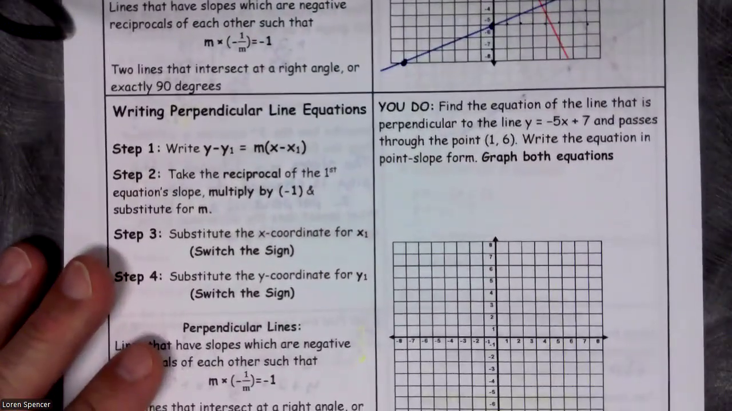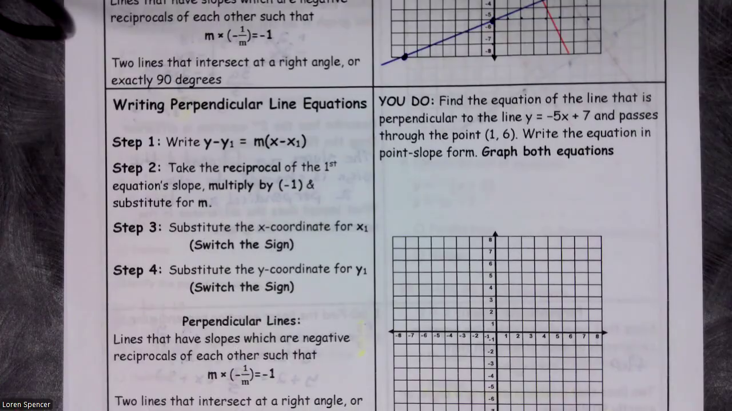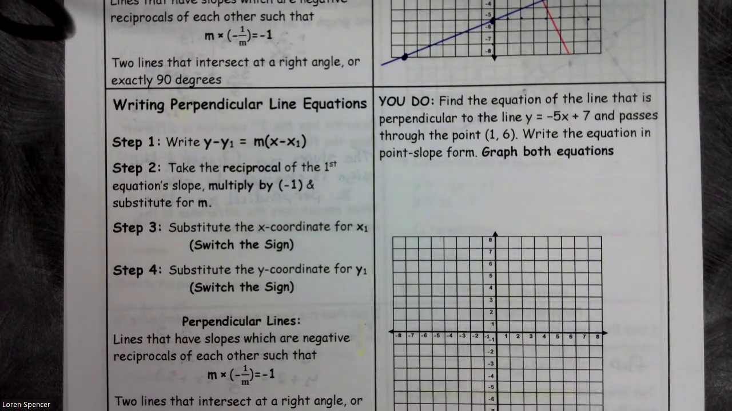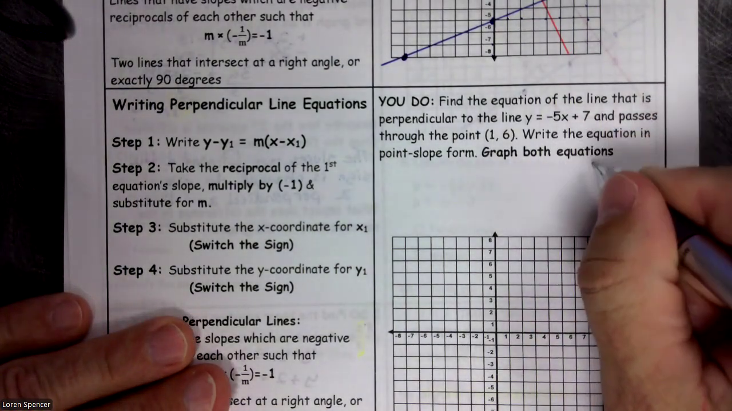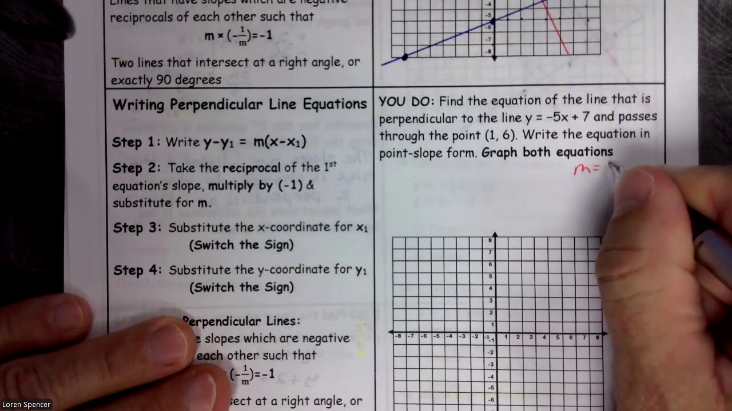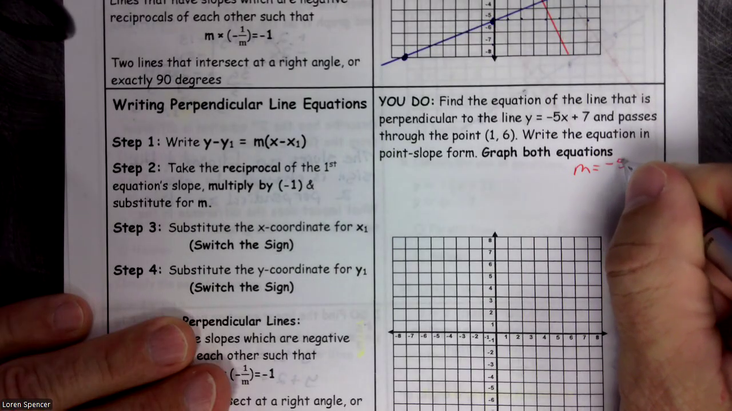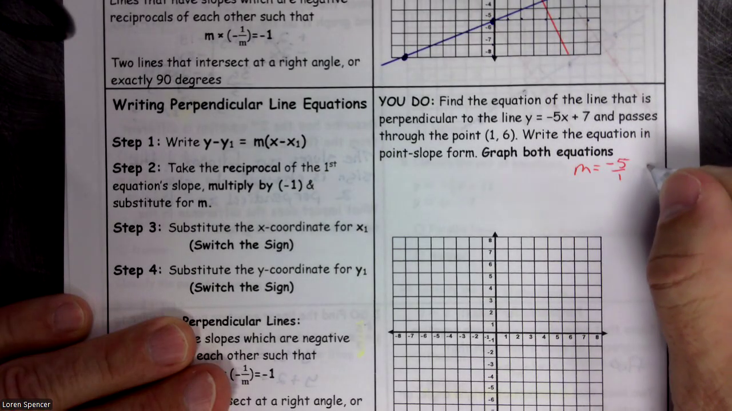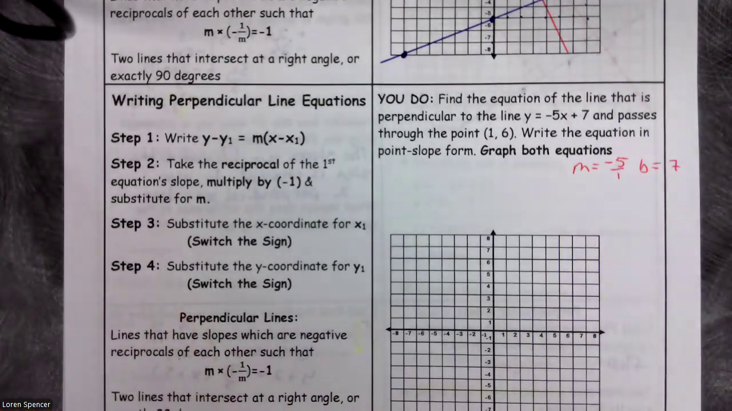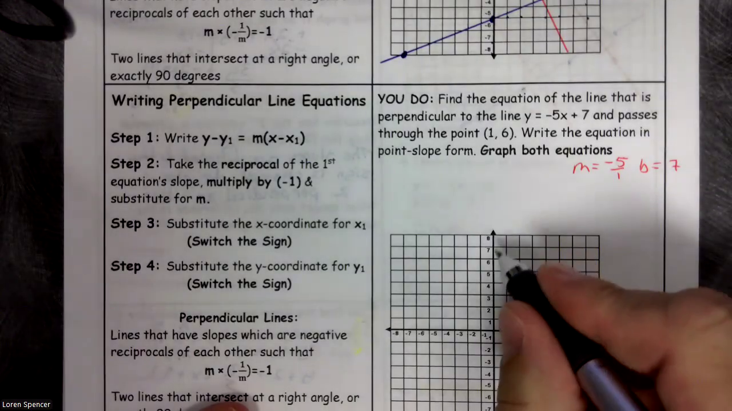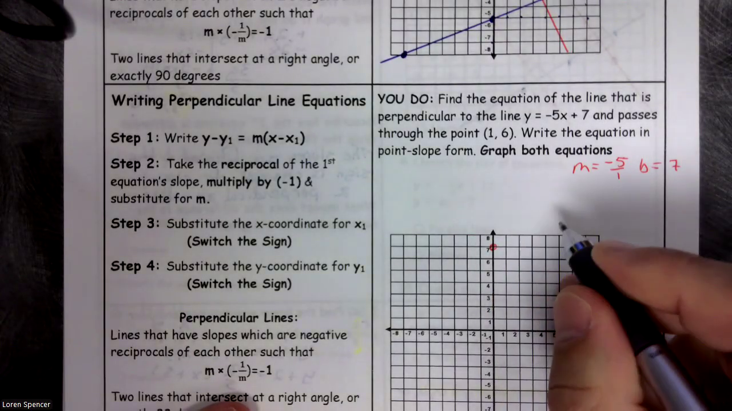Here we go. It says find the equation of the line that's perpendicular to the line y equals negative 5x plus 7 and passes through the point 1, 6. First off, let's go ahead and label our slope. Our slope in this case is negative 5, but I need it as a fraction, so negative 5/1. And my y-intercept is 7. So I'm going to go to positive 7. That's my starting point. That's my y-intercept.